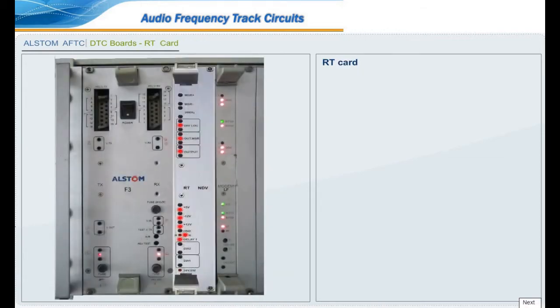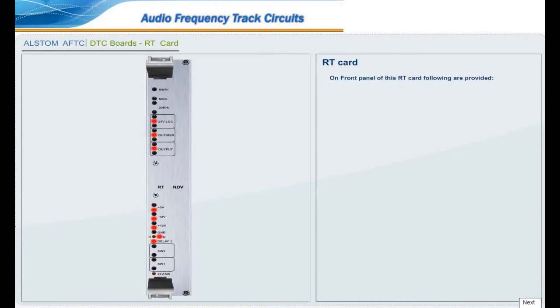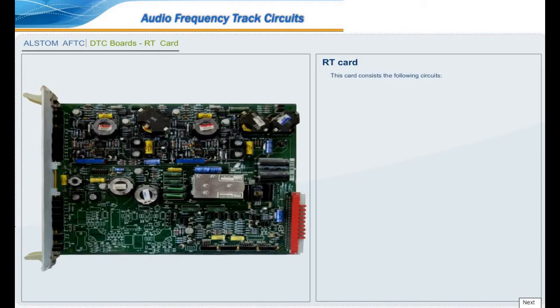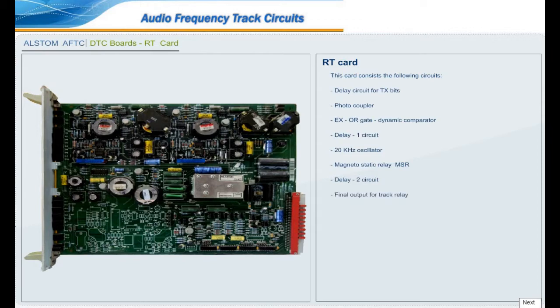RT card. On front panel of this RT card, following are provided: measuring sockets, LED indications. This card consists of the following circuits: delay circuit for TX bits, photocoupler, EXOR gate, dynamic comparator, delay 1 circuit, 20 kHz oscillator, magnetostatic relay MSR, delay 2 circuit, final output for track relay.